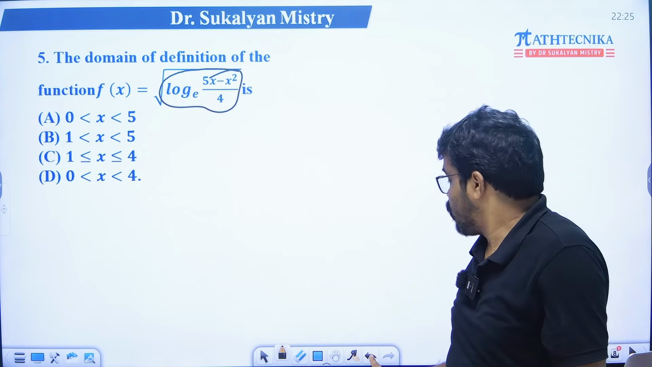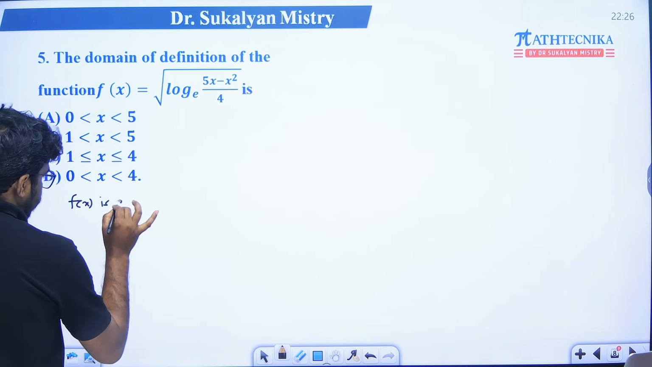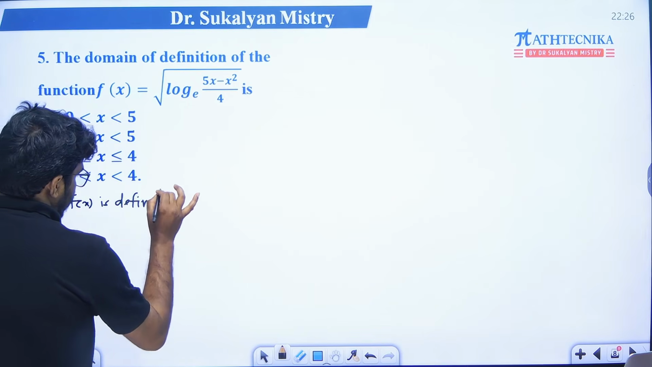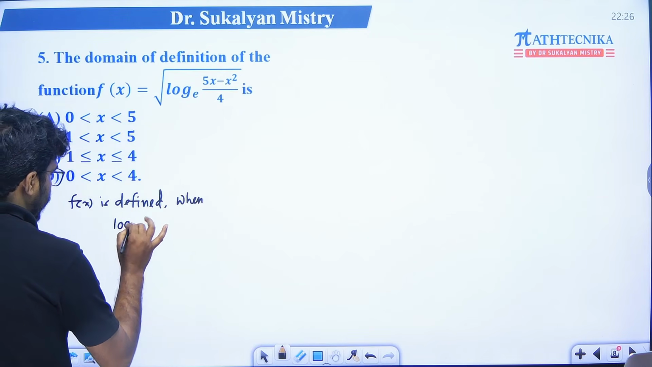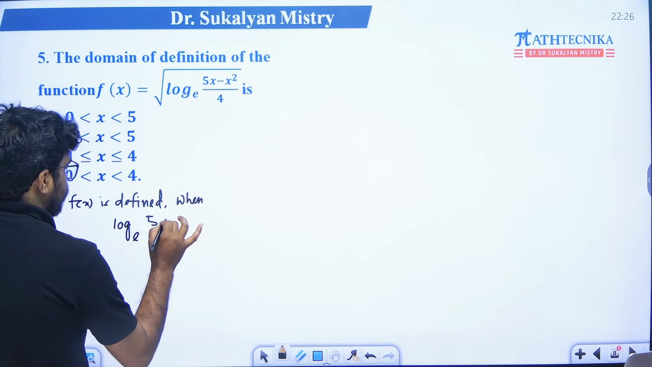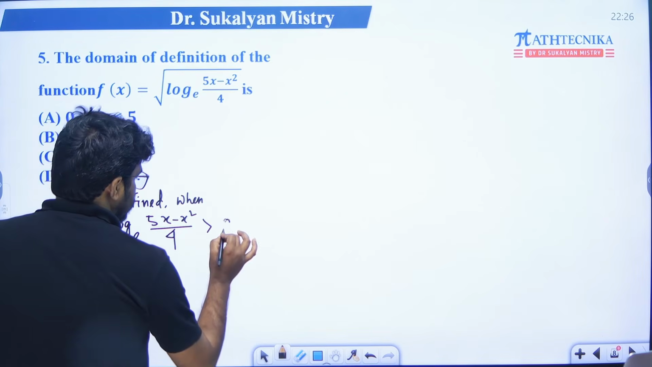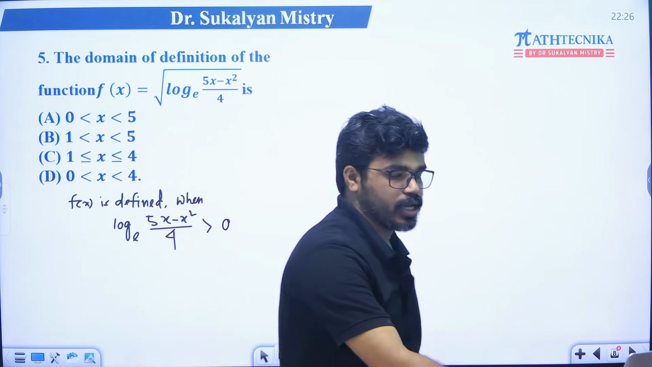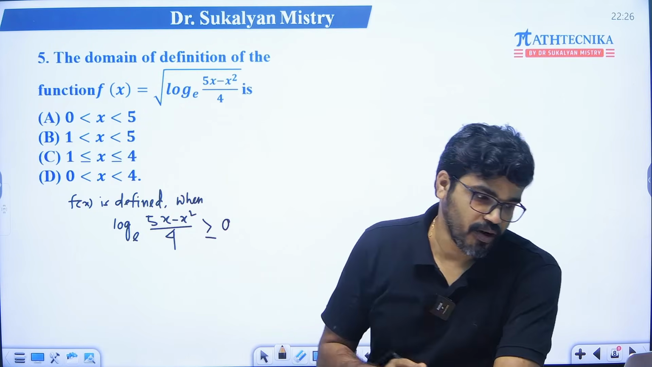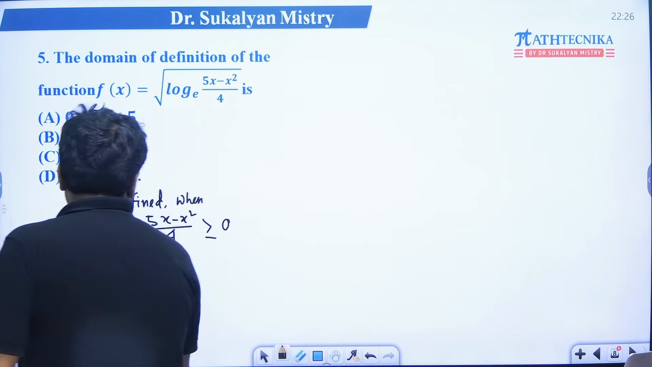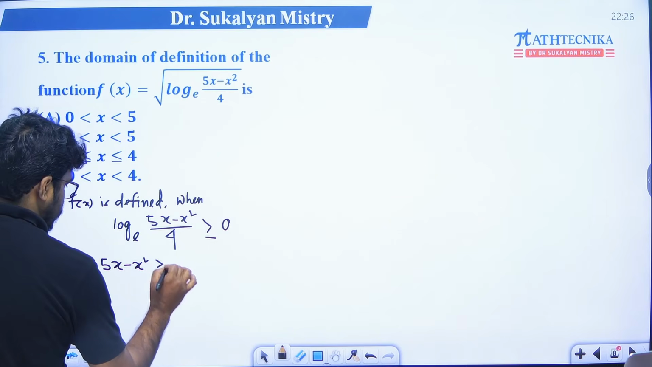Okay, so here f(x) is defined when log of (f(x) minus x squared divided by 4) is positive. Yes or no? Yes. If this is greater than or equal to 0, we say that this function is defined. So this implies that f(x) minus x squared is greater than or equal to e to the power 0.